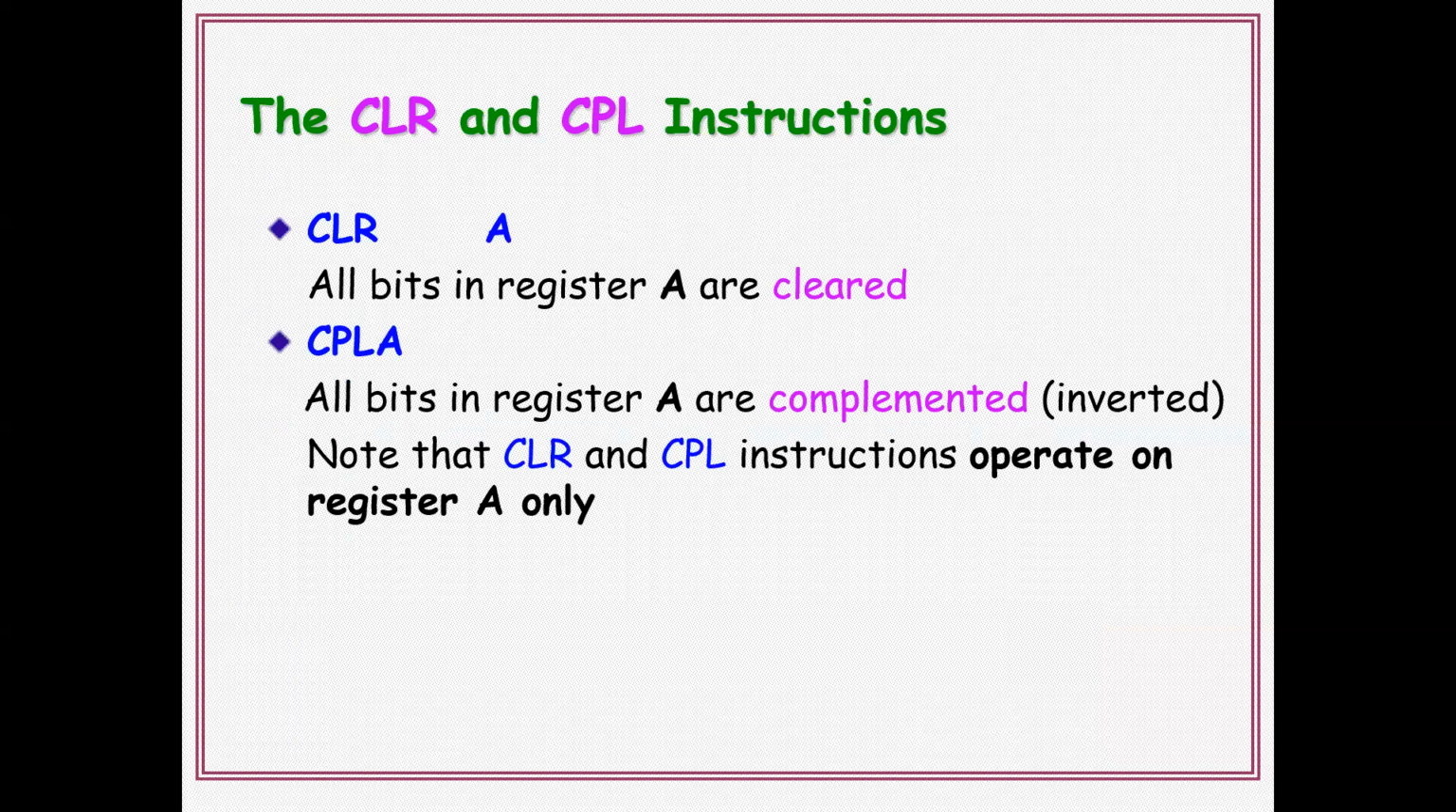Next, the CLR and CPL instructions. CLR is used to clear the content of the register. CPL A: all bits in register A are complemented. So note that CLR and CPL instructions operate on register A only. This is the note point from here.